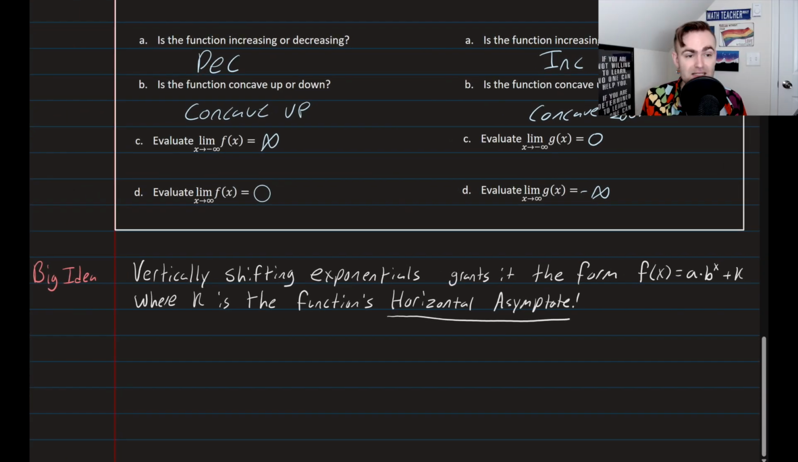And last but not least, the last big idea is that vertically shifting exponentials adds a k onto the end, and that k is the horizontal asymptote. So if I wanted to shift the horizontal asymptote up or down, whatever I wanted it to be would be that k, and the equation of the horizontal asymptote would be y equals k.